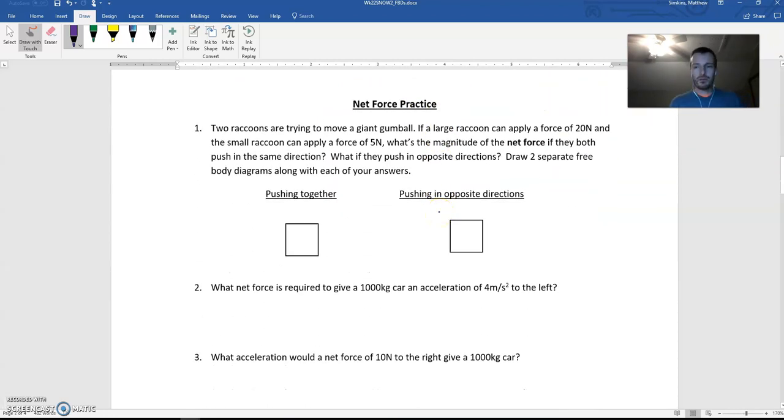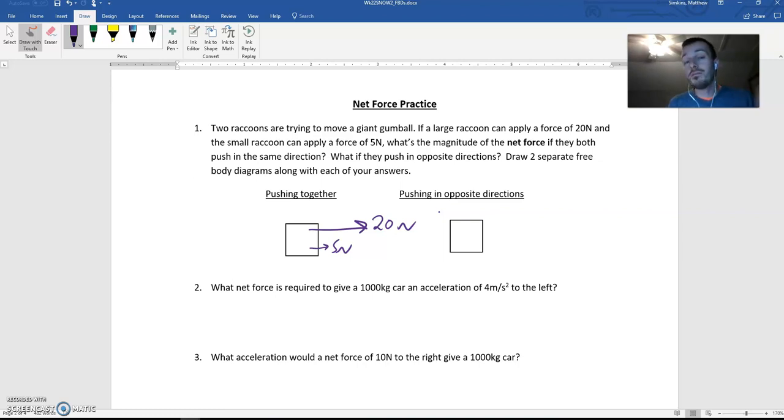So let's do a little bit of practice here together real quick. All right, two raccoons moving a giant gumball. If a large raccoon can apply a force of 20 newtons, boom, there's the big one. And a small raccoon can apply a force of 5 newtons. Also, notice that I draw my bigger forces with longer arrows.